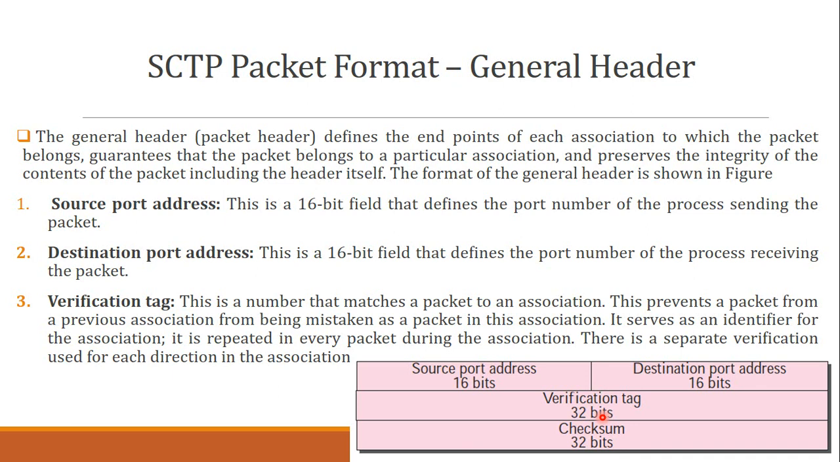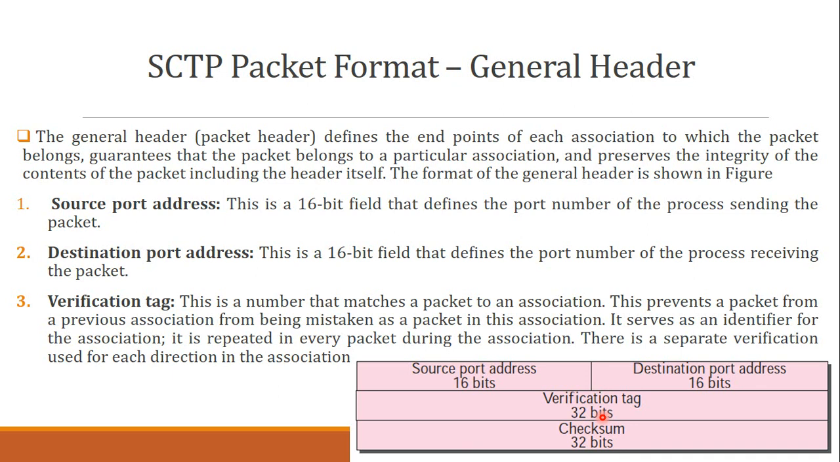Now, we have a checksum field. This 32-bit field contains a CRC32 checksum. We should note that the size of this checksum is increased from 16 bits, that is from UDP, TCP and IP, to 32 bits in SCTP to allow the use of CRC32 checksum.